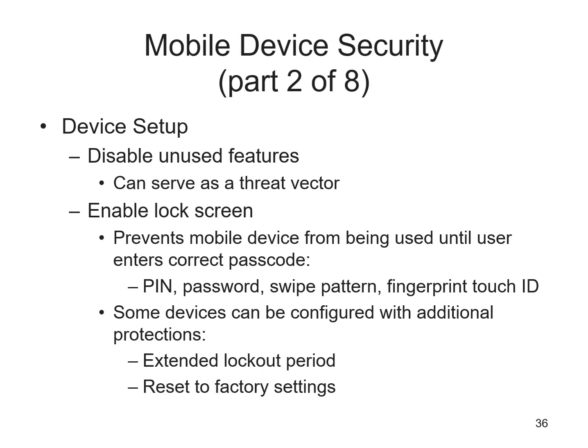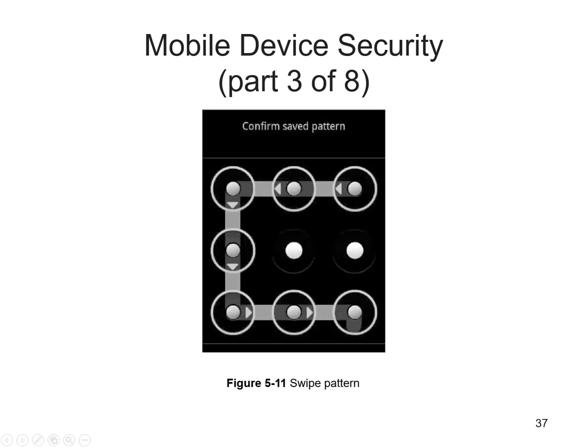Some devices can be configured with additional protection, like an extended lockout period, or reset to factory settings if someone is constantly trying to enter a wrong password. Now that's a typical pattern that you can see, but the problem with patterns is that if someone is sitting nearby, they can easily follow the pattern, and they know the saved swipe pattern on your mobile phone. So I don't recommend using a pattern. A pin or biometrics is a much better option.